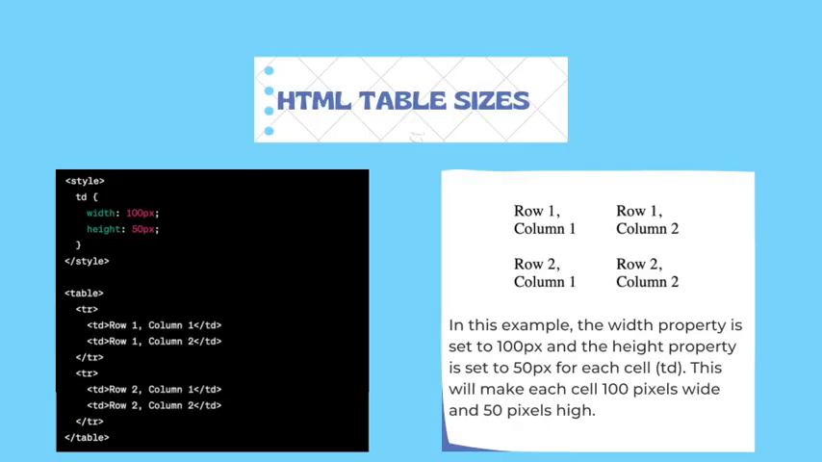HTML table size code. Style, td width 100 pixel, height 50 pixel, style close, table open, tr, td row 1 column 1, td close, td row 1 column 2, td close, tr close, and following is the content of the table. Finally we are closing the table by using /table. Here is the output for the code on the right side of our slide. In this example, the width property is set to 100 pixels and the height property is set to 50 pixels for each cell. This will make each cell 100 pixels wide and 50 pixels high.